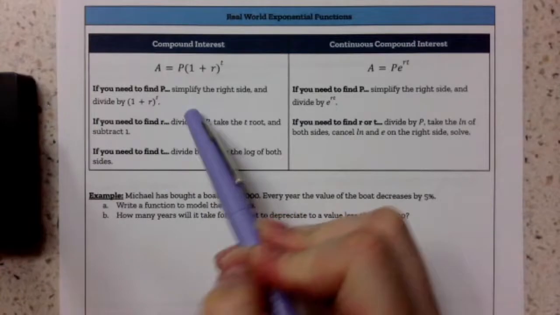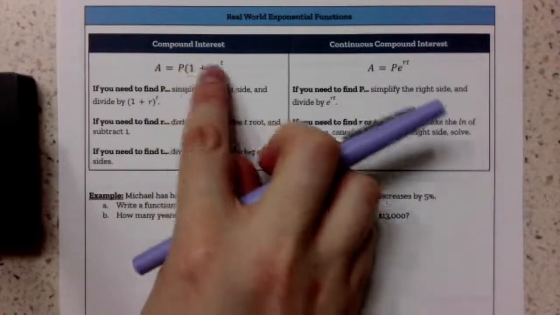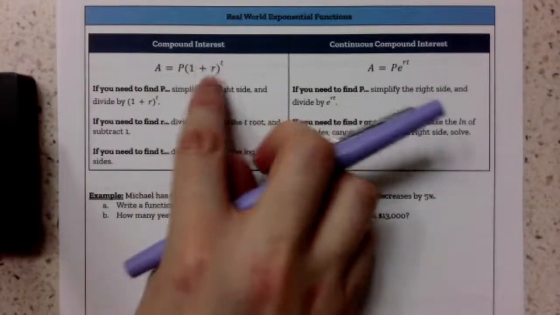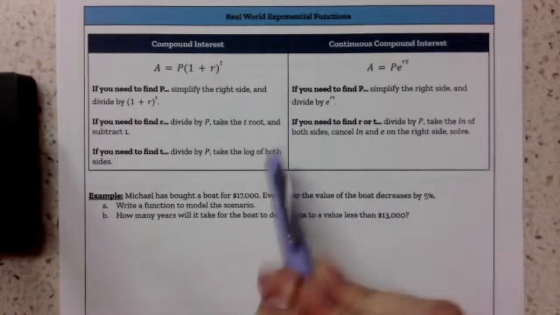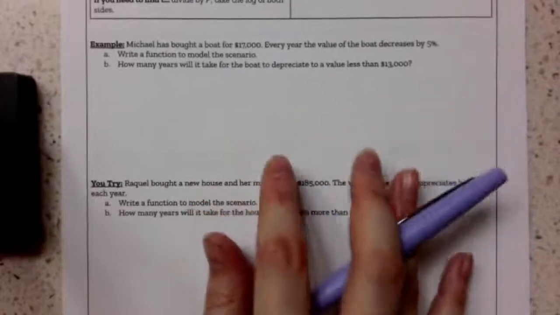So we don't have to go through all of them, but for example, if you need to find P, you would simplify the right-hand side and then divide both sides by whatever the simplified amount is. So there's kind of steps for each of these that we can look back to if we get stuck. Let's just jump in though and look at a couple examples.